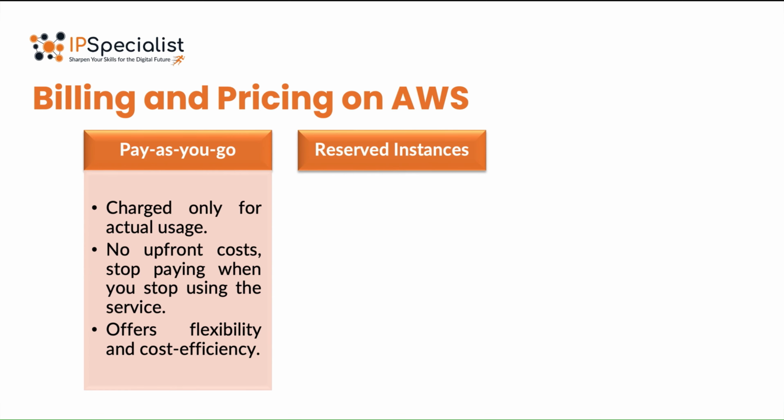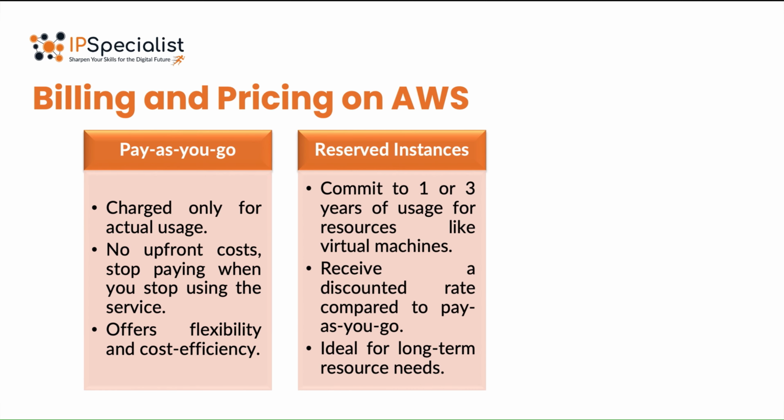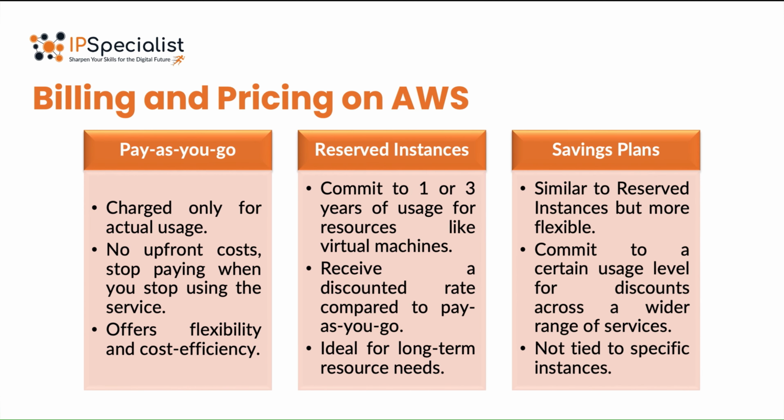Next is reserved instances. Now, these allow you to reserve AWS resources like virtual machines for 1 to 3 years at a discounted rate compared to pay as you go. It's a great option if you know you'll need these resources for an extended period. Next is saving plans. Now, similar to reserved instances, saving plans offer discounts if you commit to a certain level of usage over time. However, they provide more flexibility because they apply to a broader range of services and they aren't tied to specific instances.